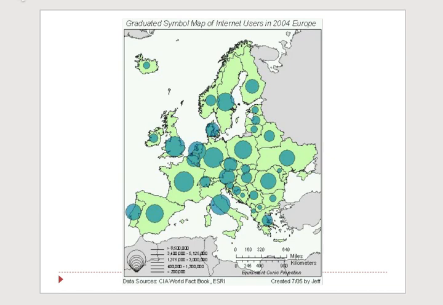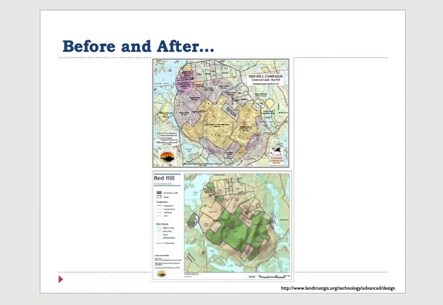This map is the graduated symbol map of internet users in 2024 Europe. So you could see the oceans and the continents as well as the symbology of internet users. Here is a before and after of the Red Hill campaign. So this map is better.